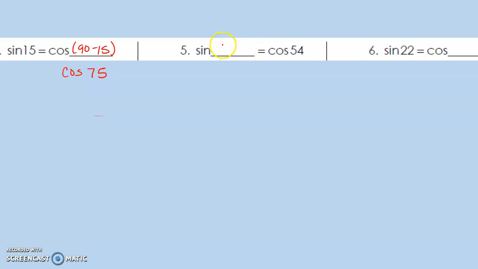So cosine of 54 would equal sine of 36. 36 plus 54 is 90. And this would be 68.